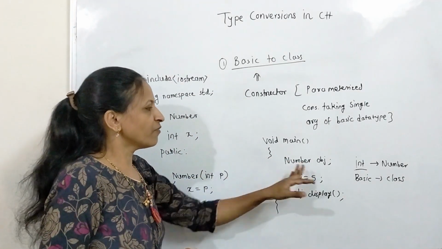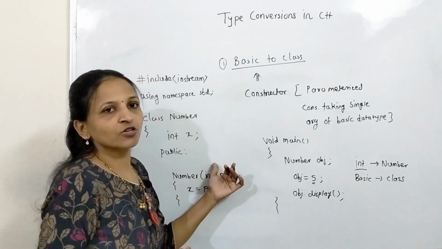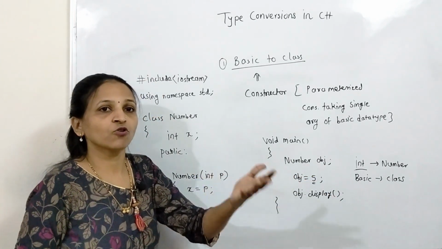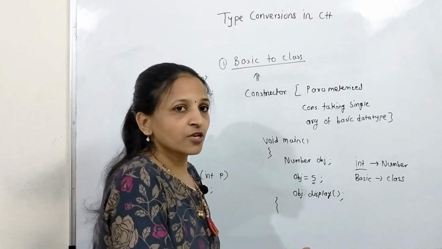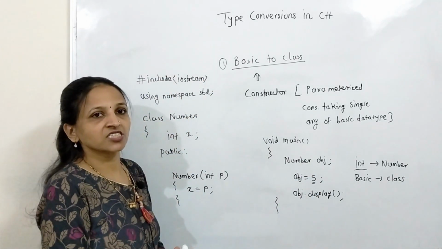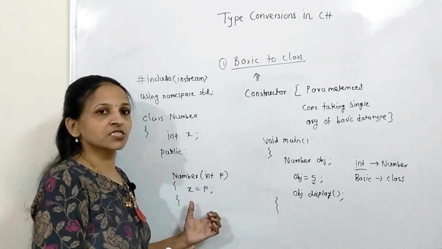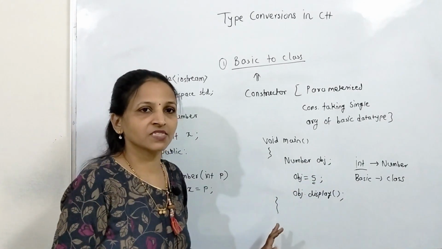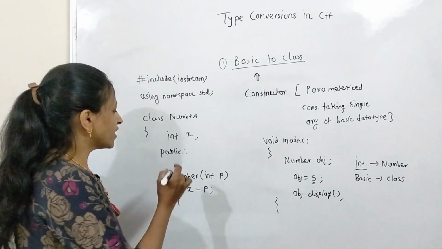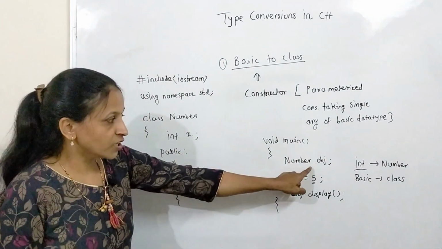Whenever you create an object like this, the default constructor will be called. If you create an object by passing an integer argument, then automatically this parameterized constructor will be called. But here I am currently using this parameterized constructor for type conversion purposes. And now we have to write a default constructor also to achieve this.